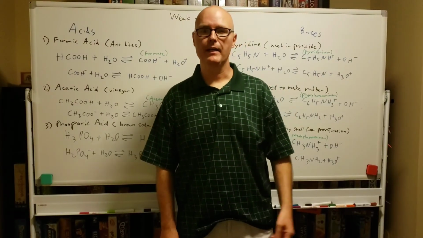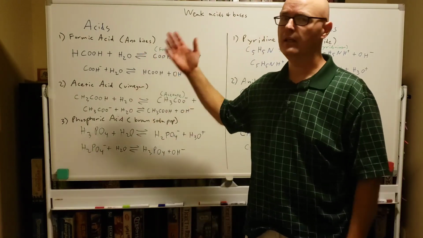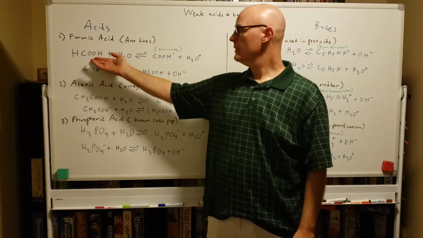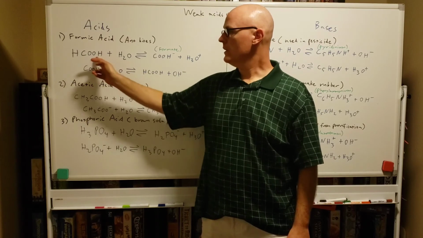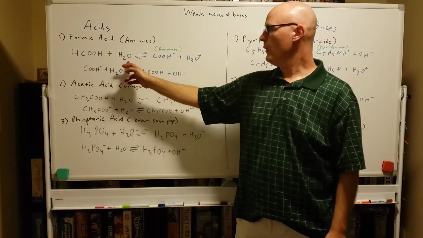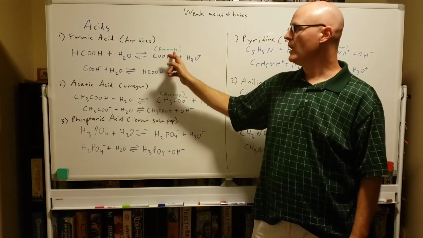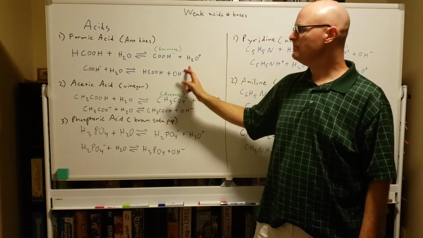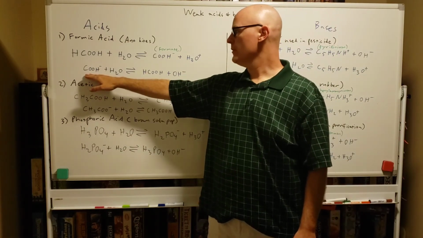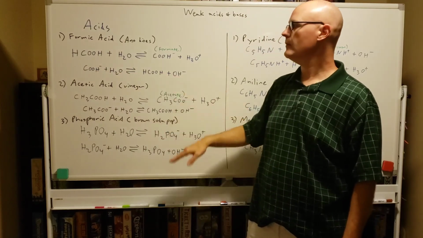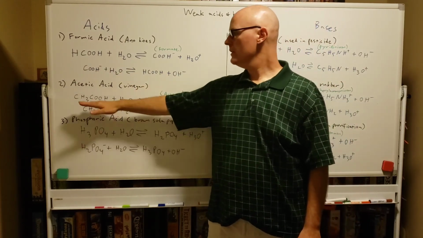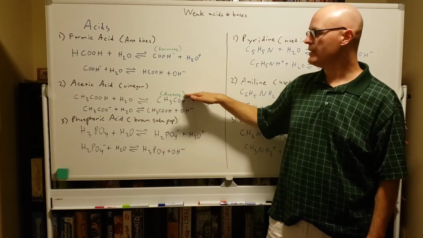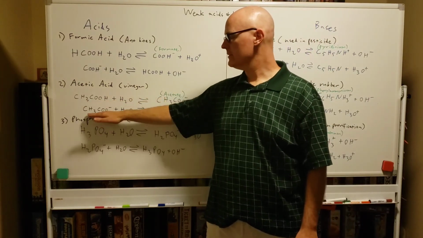I figured I'd finish up by going over a few examples of common weak acids and weak bases. First, formic acid and vinegar. This is the chemical equation for formic acid. It reacts with water to make formate. Formate is the conjugate base for formic acid, plus your hydronium. This is the conjugate base reaction. Vinegar is acetic acid, which reacts with water to give you acetate. Acetate is the conjugate base for acetic acid, and this is your conjugate base equation.